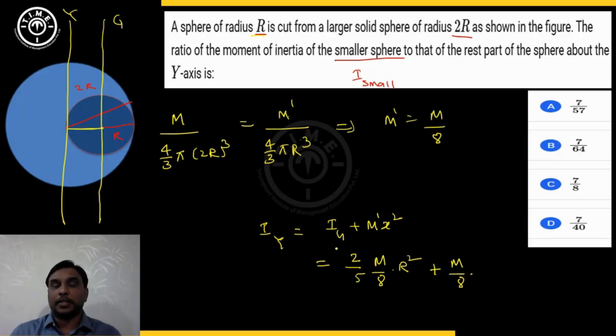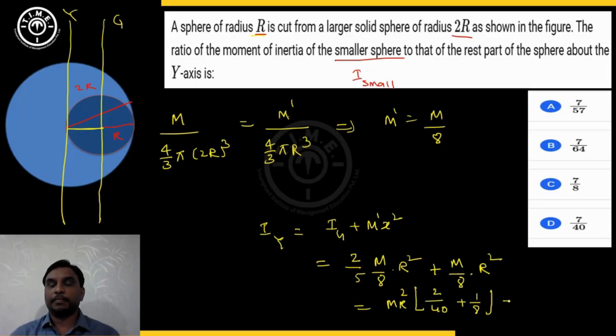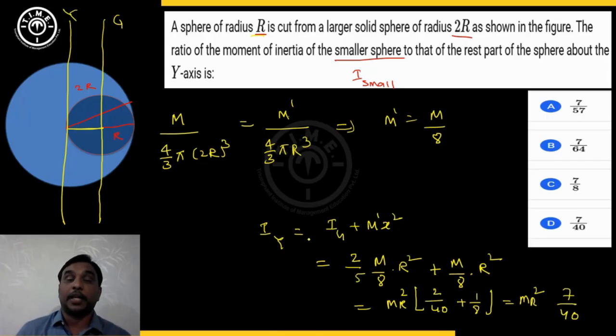So r square. Let me take m r square common: 2 by 40 plus 1 by 8. Take LCM 40. You are left with 2 plus 5, 7. 7 by 40 m r square. This is the moment of inertia of a sphere of radius r cut from the bigger sphere of radius 2r. I calculated the moment of inertia of the smaller sphere about the y-axis.